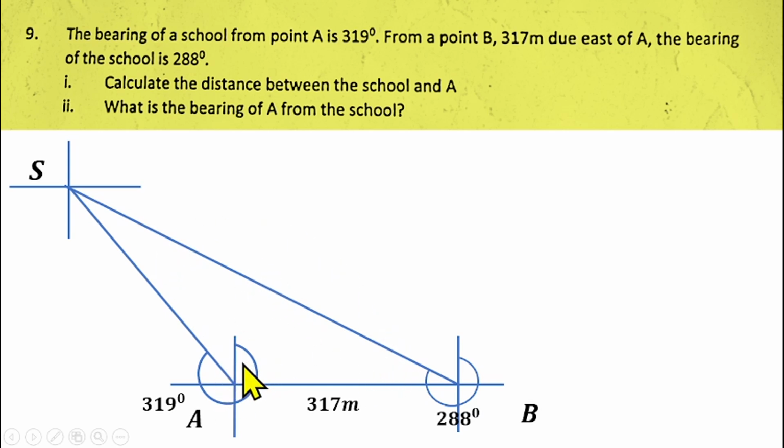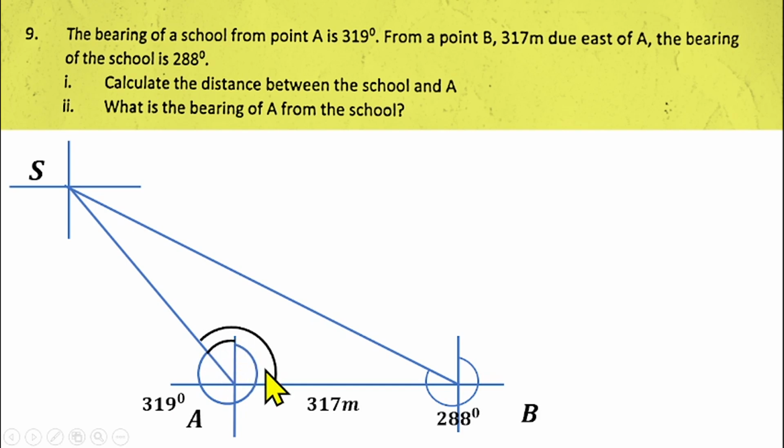Now, we can see that from here to here is 319 degrees, and from the north back to the north is 360. That means we can find the leftover angle that is here. How do we get that? That will be 360 degrees, which is the whole angle, minus 319, and that should give us 41 degrees. Do you understand that?